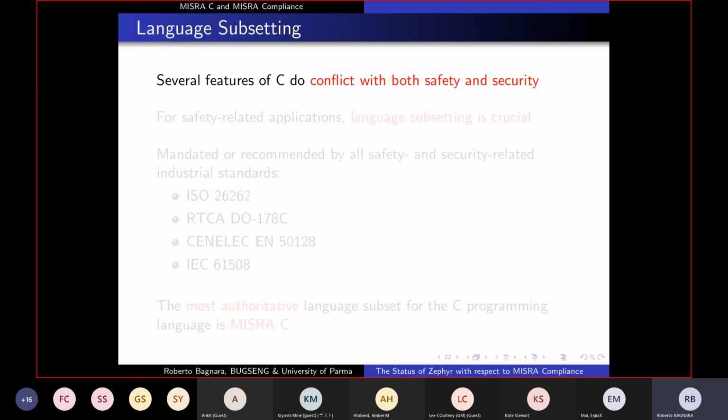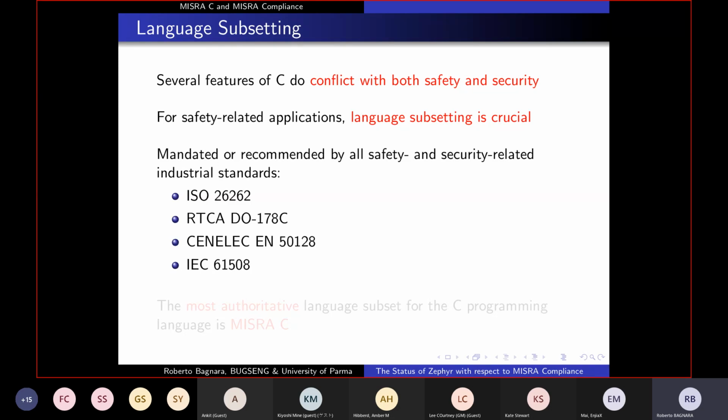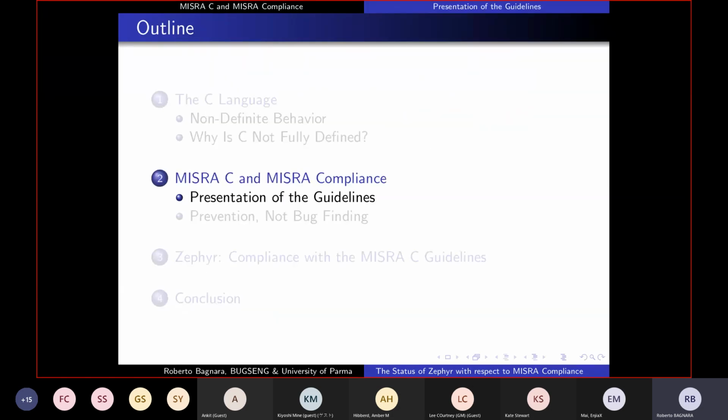Okay, so given this, the solution found by industry is called language subsetting. Language subsetting means we do not program critical applications, especially safety critical applications, in C. We write them in a subset of C, such that the likelihood of introducing potentially very dangerous mistakes is reduced. In some cases, it is eliminated. And the most authoritative language subset for the C programming language is MISRA C, and this is why we are talking about it today.